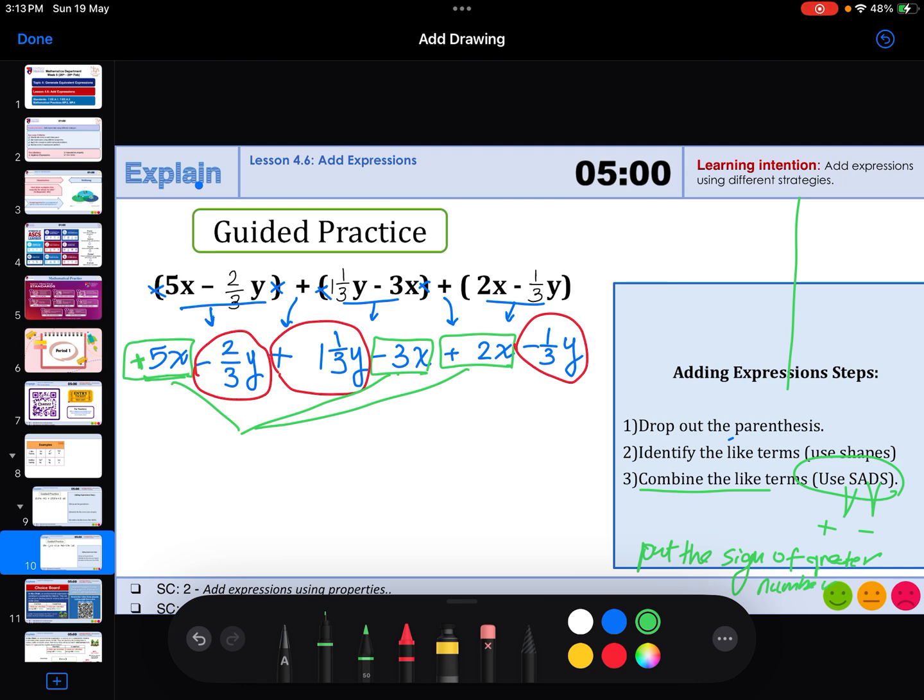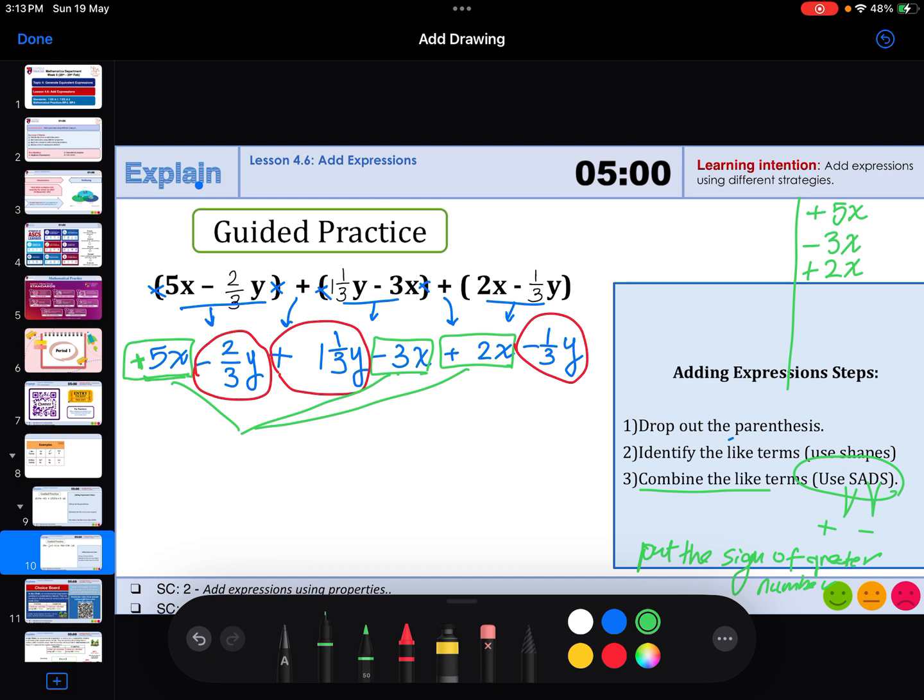Okay, so I will list down my x terms. I have positive 5x. I have negative 3x. And I have positive 2x. Now, what should I do?